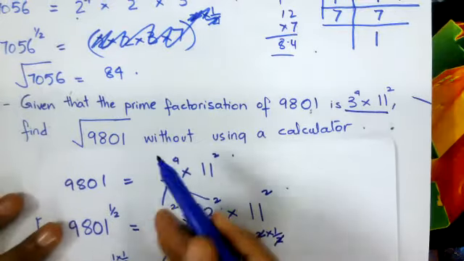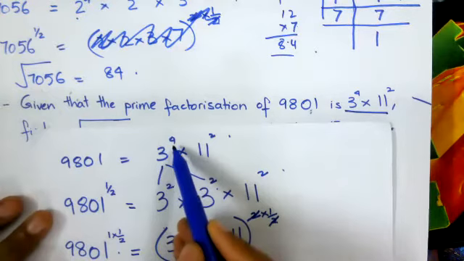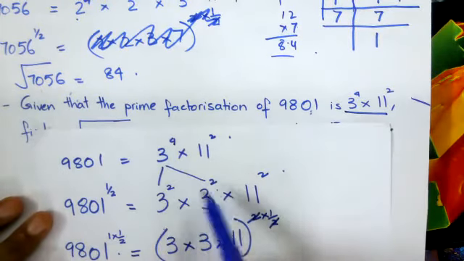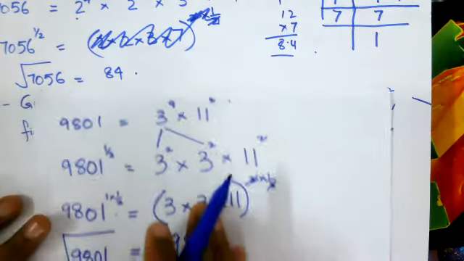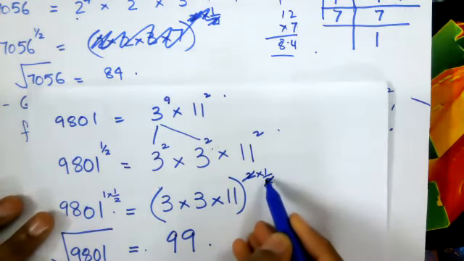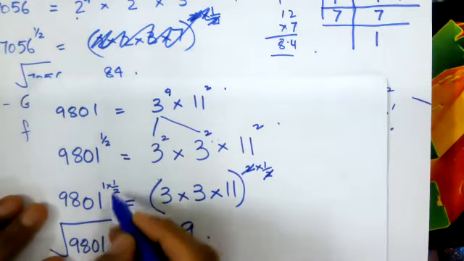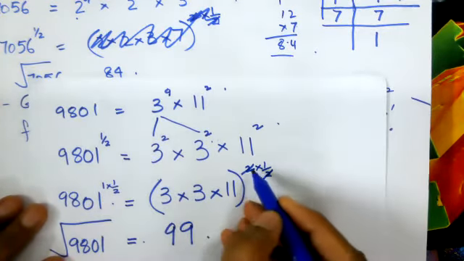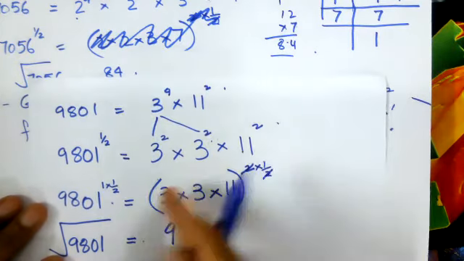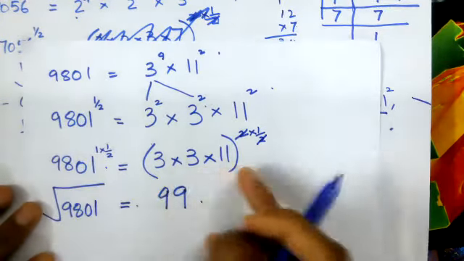Okay, so what I have done is nothing special here. I have just split this to the power 4 into square and square. Why did I want a square? Because I wanted to cancel it when I multiply by half, because I know that the square root is to the power half. So if I can get rid of this square, I can just simply multiply these numbers to get the square root.